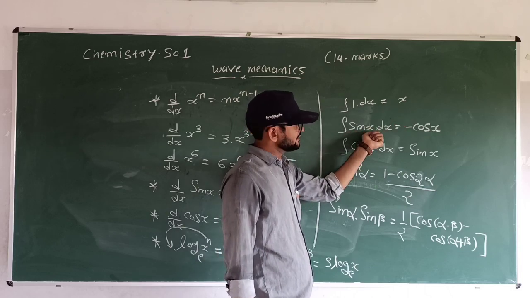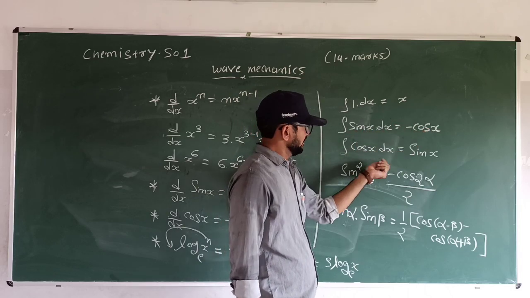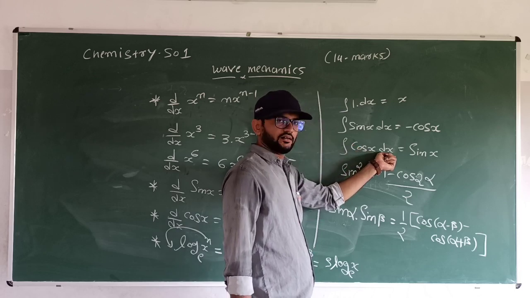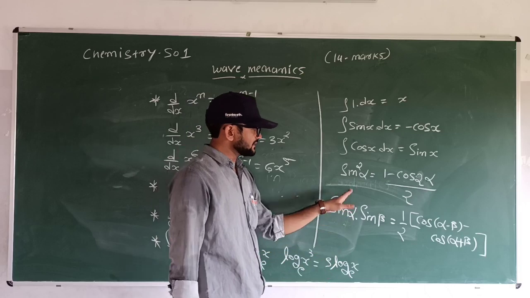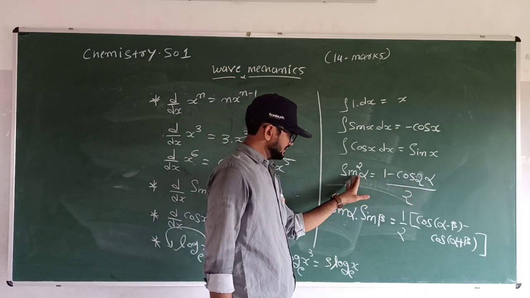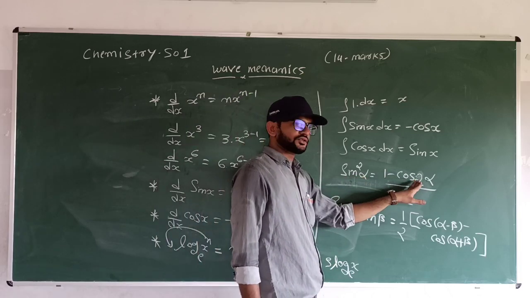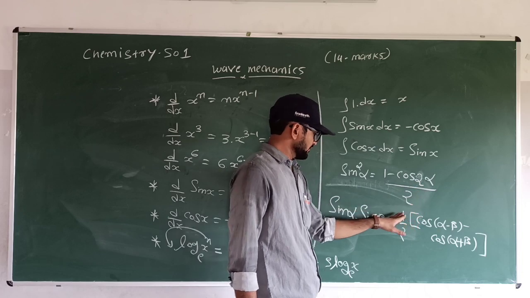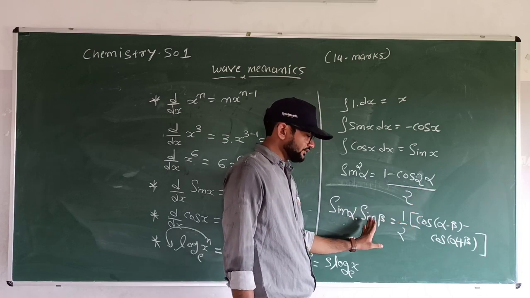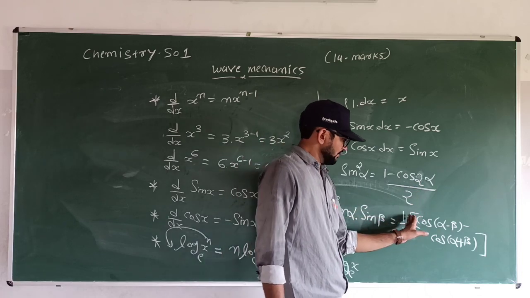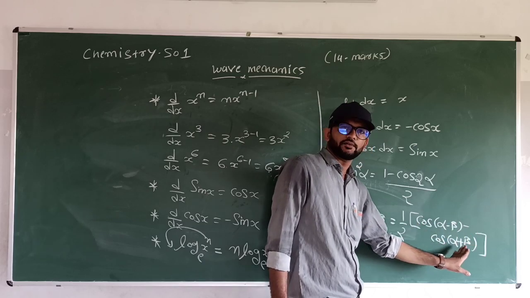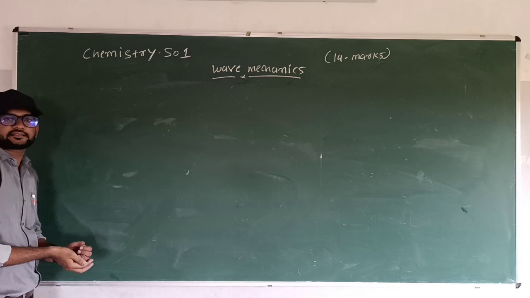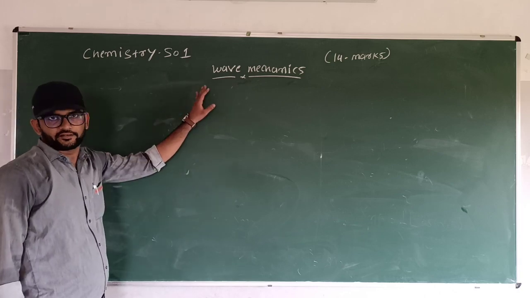Okay, then after, integration of 1 into dx is equal to x. Integration of sin x is equal to minus cos x. Integration of cos x dx is equal to only sin x. While conversion of sin into cos, sin square alpha is equal to 1 minus cos 2 alpha divided by 2, and sin alpha into sin beta is equal to 1/2 cos alpha minus beta minus cos alpha plus beta. So first thing of this chapter is operator.